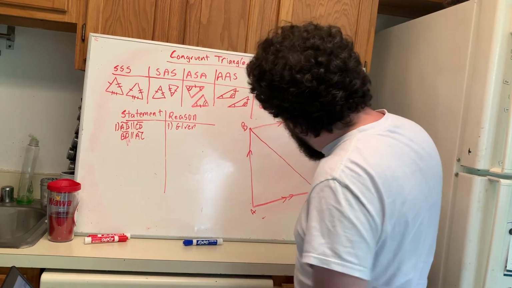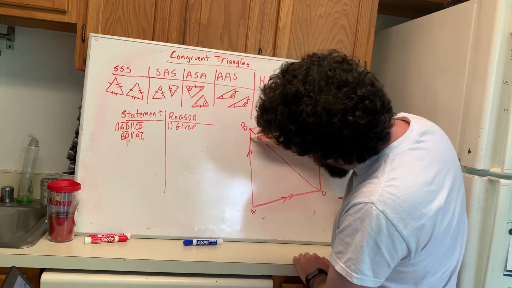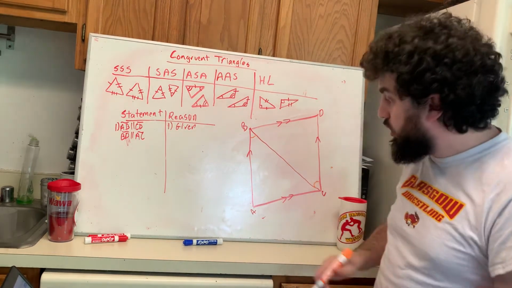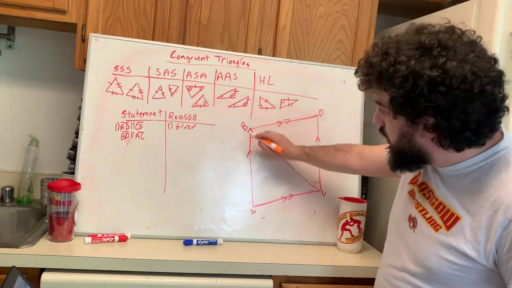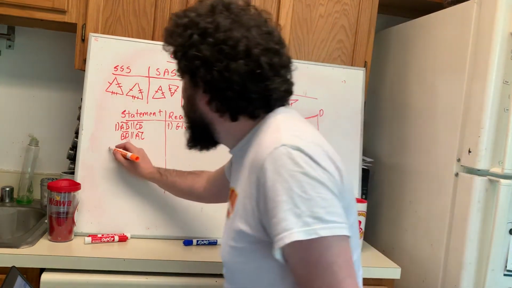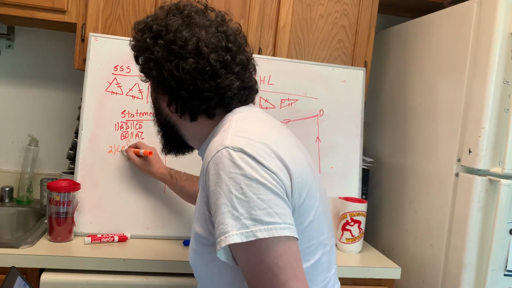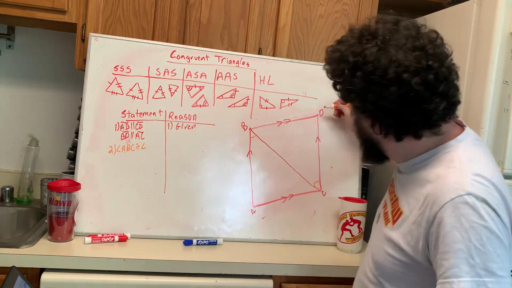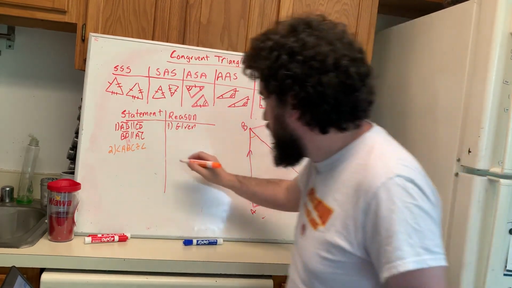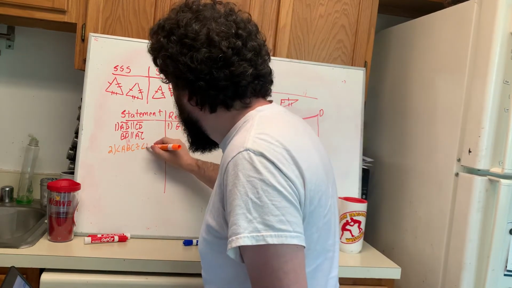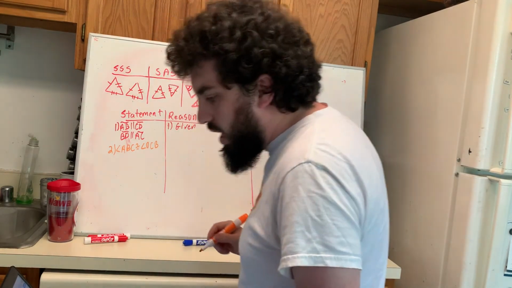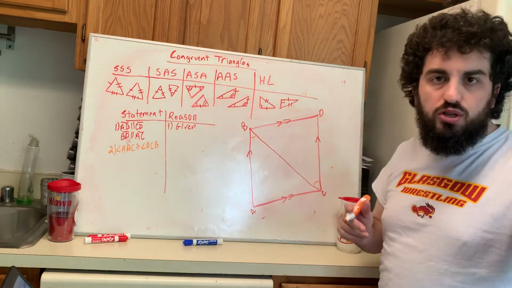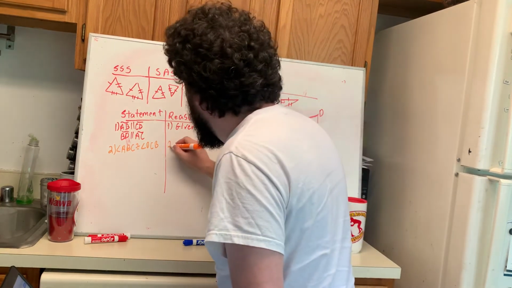Since these two lines are parallel, I know this right here and this right here are congruent. So angle ABC is congruent to angle DCB. And I know this to be true because these are alternate interior angles.